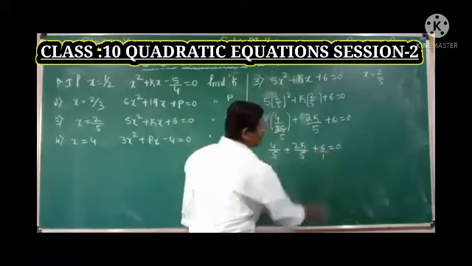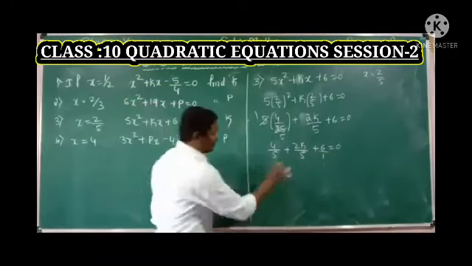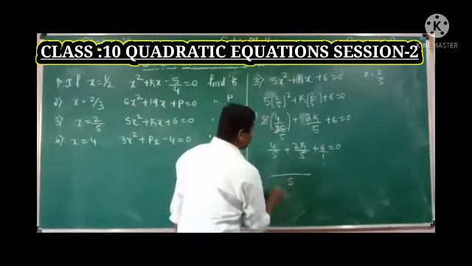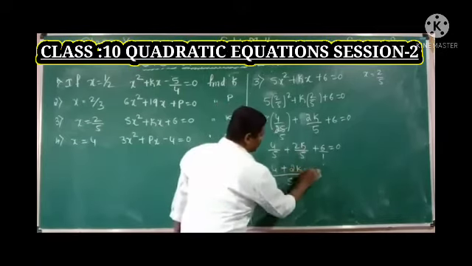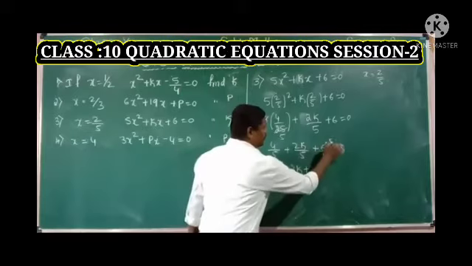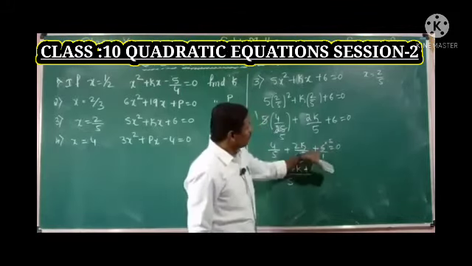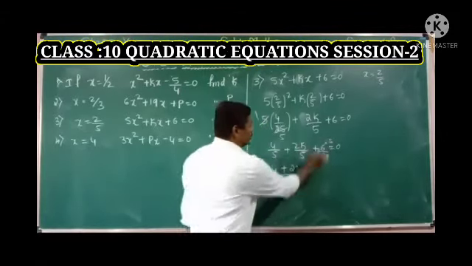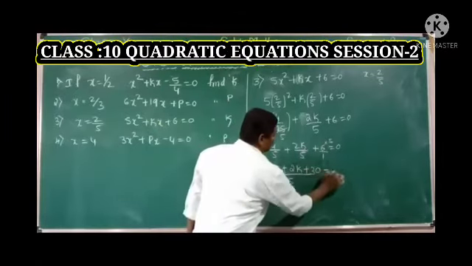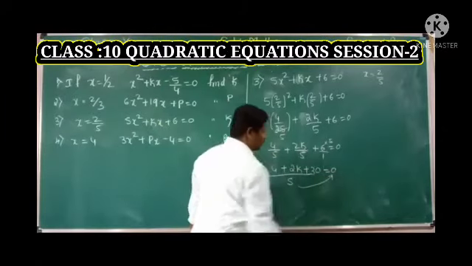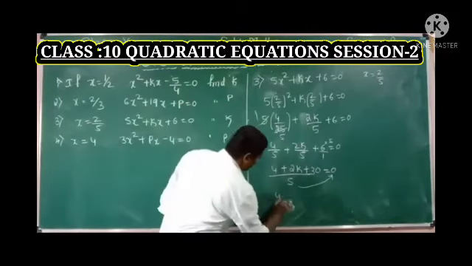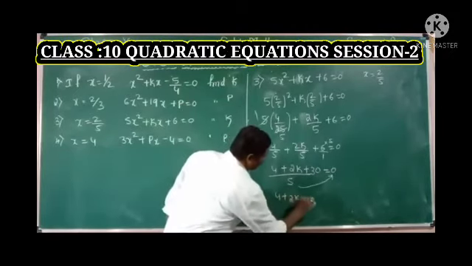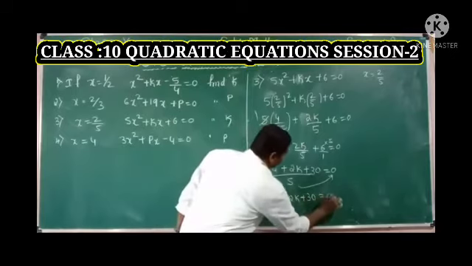The denominator of 6 is 1. So take the LCM. LCM is 5. This is 4. This is as it is, 2k. Plus, LCM is 5, means we need to multiply 5 to the numerator. 6 5s are 30, which is equal to 0. Cross multiply, 5 into 0 is 0. The remaining terms are 4 plus 2k plus 30 is equal to 0.